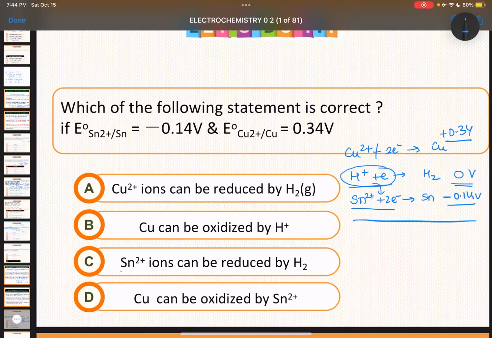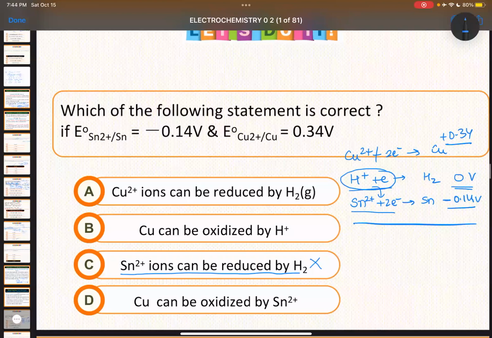So can tin ions be reduced by H plus? No. Can tin ions be given electrons by the H plus ions? No, because H plus ions have more tendency to take electrons. Clear? Yes. Okay, so this is not correct.